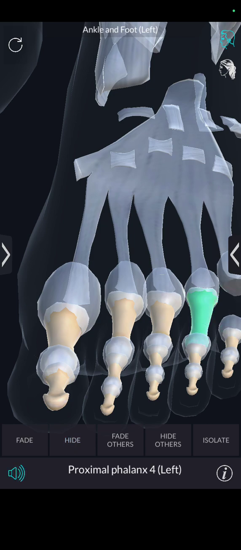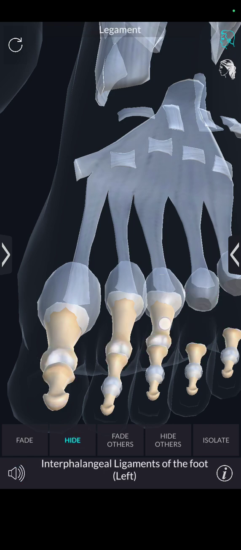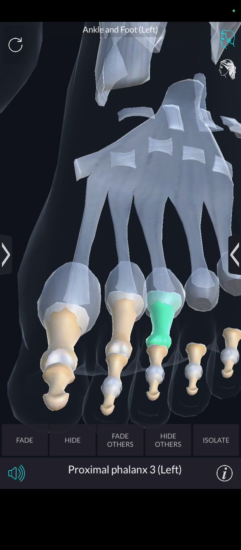Proximal phalanges are the largest bones in the toe. They form the base of the toe and are a separate bone from the middle phalange.